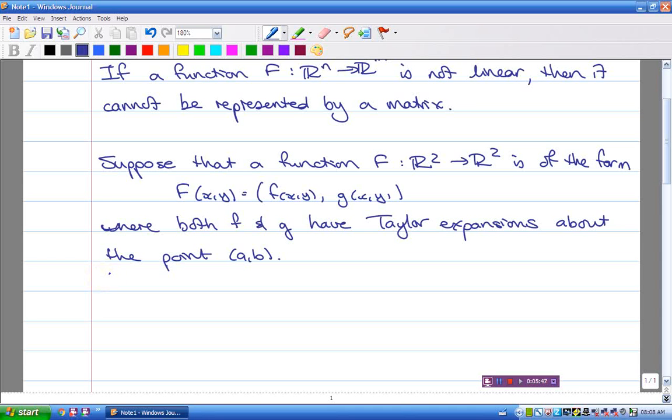I've got a little note here. I'll give you the note. Taylor expansion: a polynomial approximation.